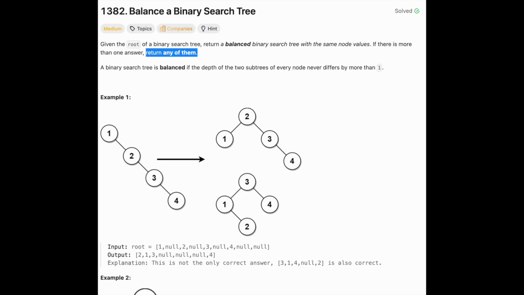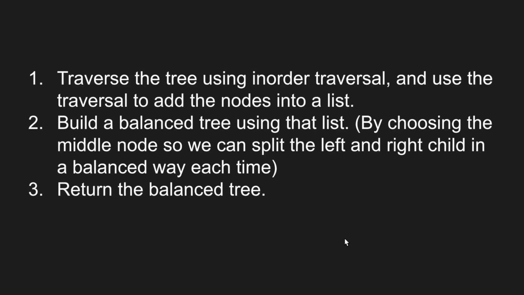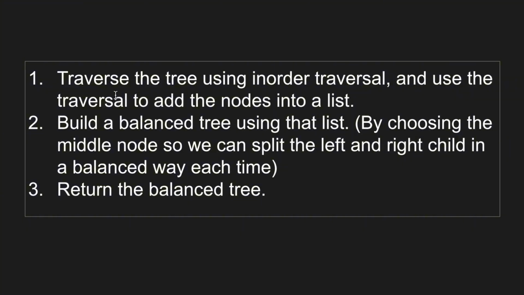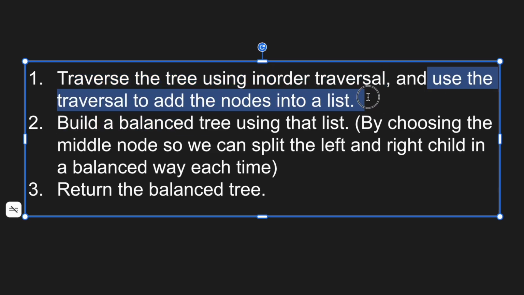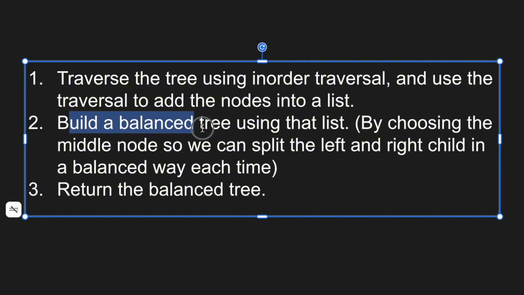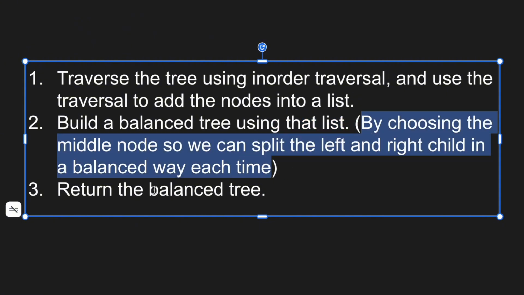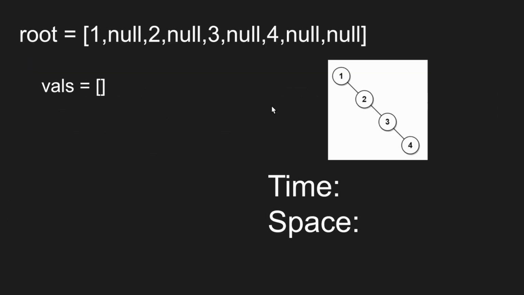So now that we have seen some examples, let's get to how we can solve this problem. It's pretty straightforward, but probably more easily said than done. We will first traverse through the tree using in-order traversal, and use the traversal to add the nodes into a list. Then we will build a balanced tree using that list. To make it balanced, we will always choose the middle node, with the left side of the list as its left child and the right side as its right child. We will continue until there are no more nodes to add, and then we will return the balanced tree. So let's go through this example real quick.